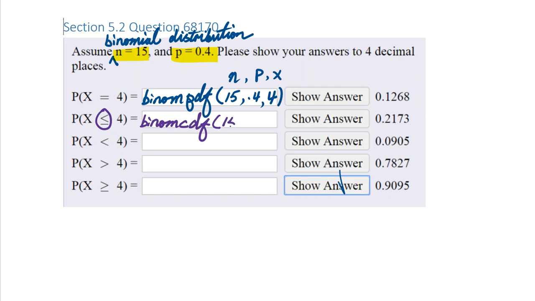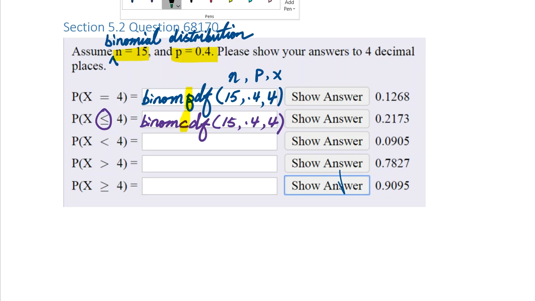So we will enter 15, 0.4, and 4. Notice the only difference between my entry is one is binomial PDF and the other is binomial CDF. So that would be the easiest inequality we could calculate.